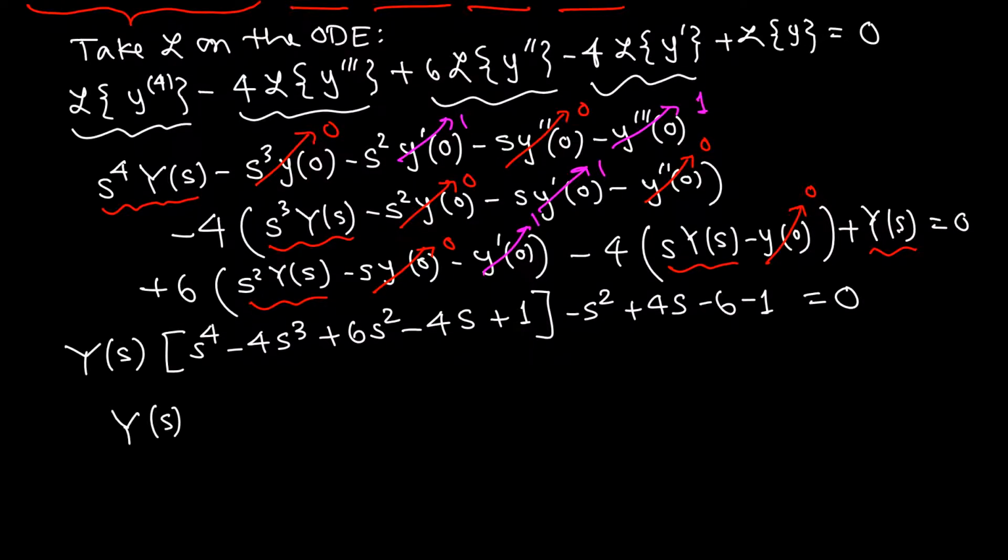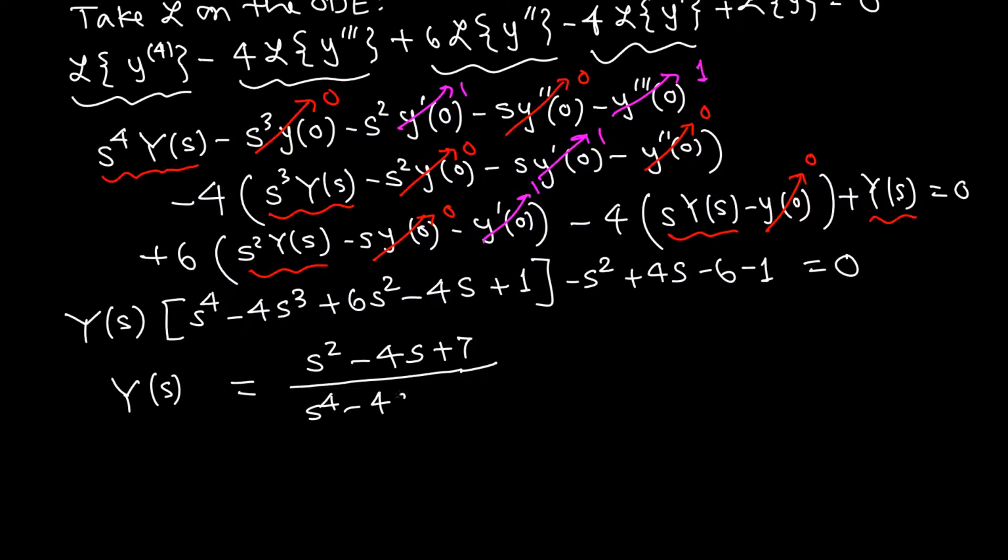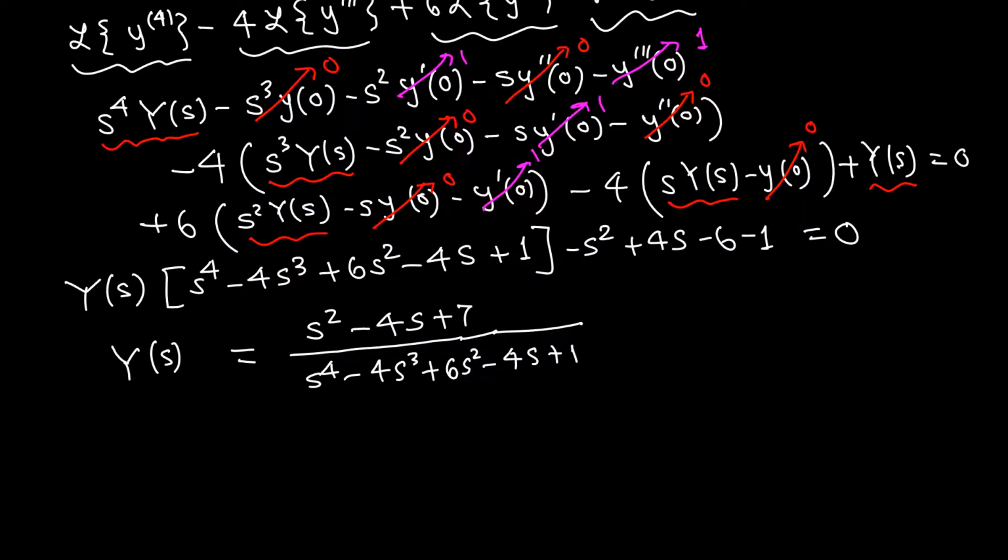Laplace of y is equal to, moving this term over, negative s squared becomes s squared, plus 4s becomes negative 4s, negative 6 minus 1, negative 7, becomes plus 7 on the other side, all over this polynomial, s to the fourth minus 4s cubed plus 6s squared minus 4s plus 1. To get y back, y is a function of t, we need to take the inverse Laplace of this fraction. As soon as we get the inverse Laplace of this, we are done.